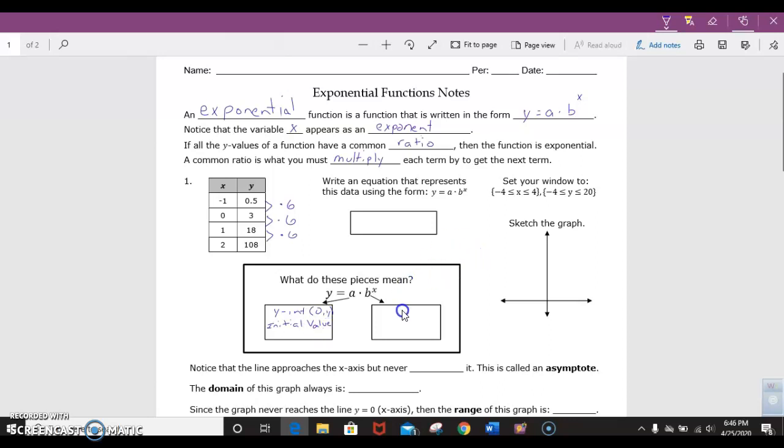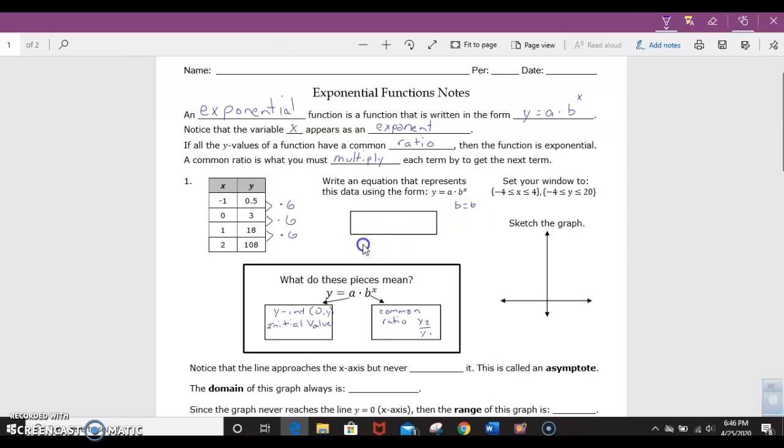Your b is what we've already figured out. This is your common ratio. I like to think of it as y2 divided by y1. I think that's an easy way to figure it out anytime you're dealing with exponential functions. So we've already identified our b. 6 is our b. So I'm just going to write b equals 6.